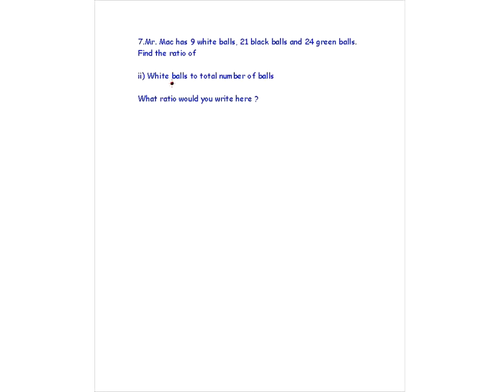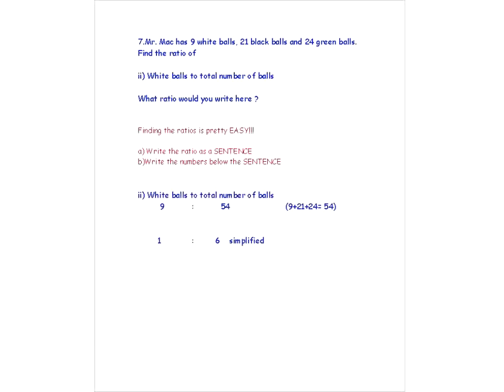So part 2 of this says, find the ratio of white balls to the total number of balls. Okay, what would that be, the total number of balls? So think about what ratio you would write here. I'll give you just a sec because there is some calculation involved here. What would you write as an answer? Assuming you got your calculator here and you're doing some addition.